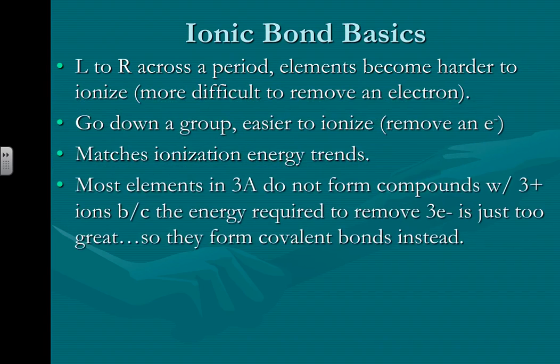Most elements, this is kind of an interesting little thing. Most elements in 3A do not form compounds with 3+ ions. And so again, I'm talking about aluminum, for instance. Aluminum is just something that we like to talk about how it forms a 3+ ion, but it's not something that happens very often. And that's because to remove 3 electrons is just a little tricky.